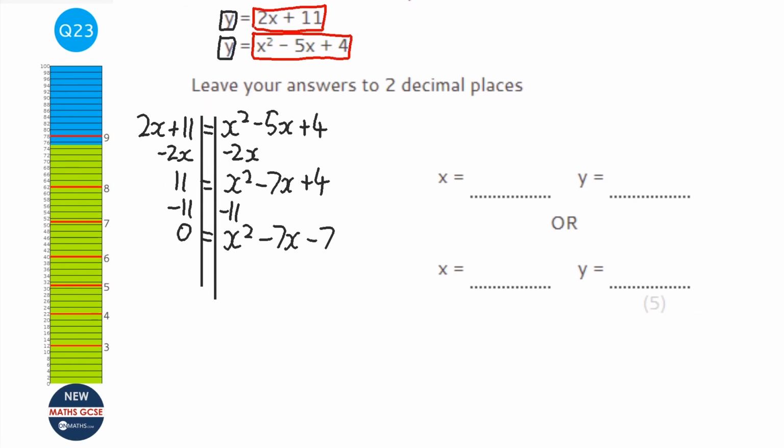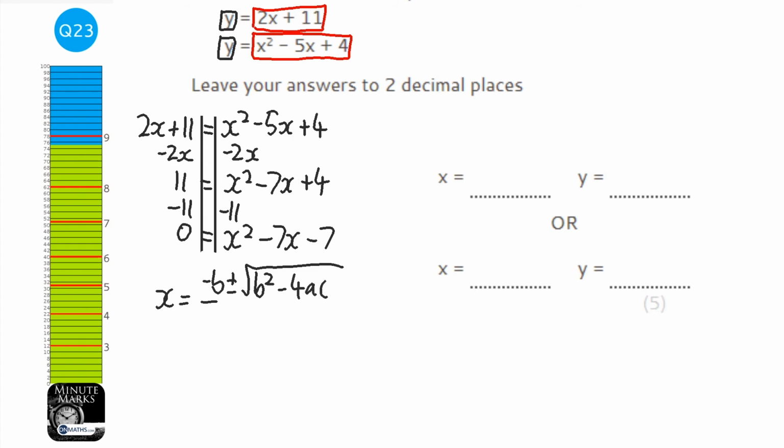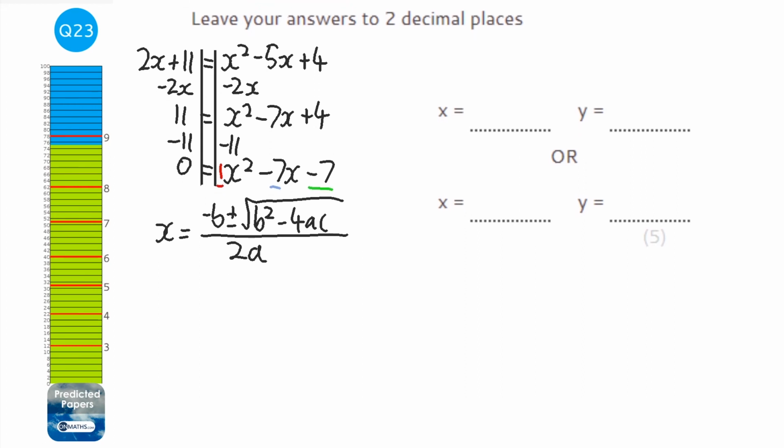Okay, so at this point we're looking at either factorising, which I doubt is going to work, or using the quadratic formula. I think we're going to need the quadratic formula for this, so we need to remember what the quadratic formula is. So minus b plus or minus the square root of b squared minus 4ac, all over 2a. We've got a is 1, b is minus 7, and c is also minus 7.